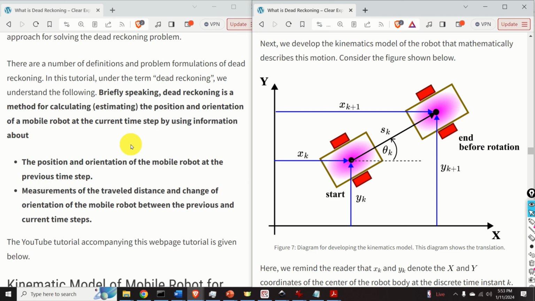There are a number of definitions and problem formulations of dead reckoning. In this tutorial, under the term dead reckoning, we understand the following. Dead reckoning is a method for calculating or estimating the position and orientation of a mobile robot at a current time step by using information about, number one, the position and orientation of the mobile robot at the previous time step, and number two, measurements of the travel distance and change of orientation of the mobile robot between the previous and the current time steps.